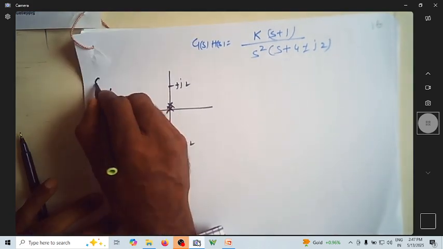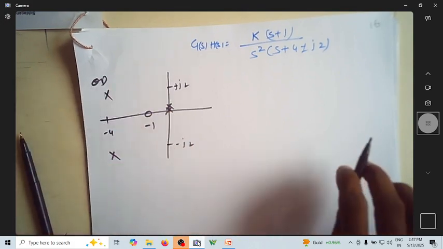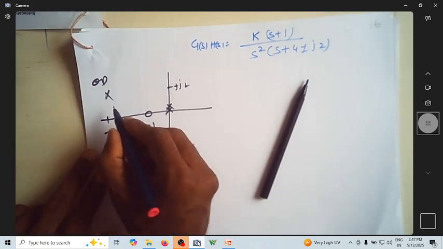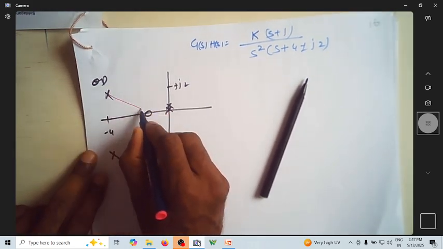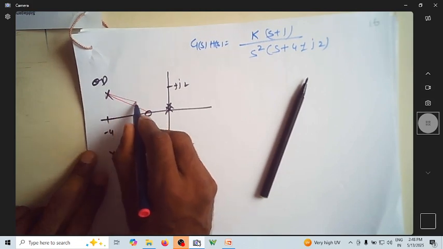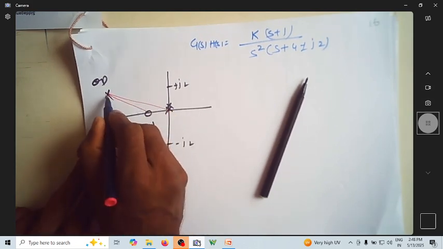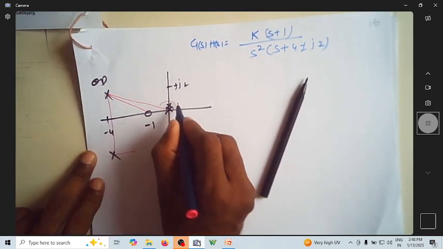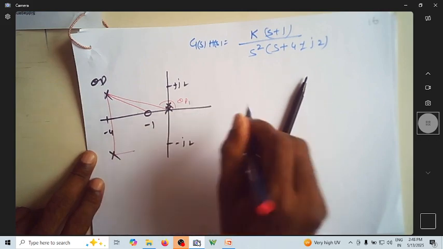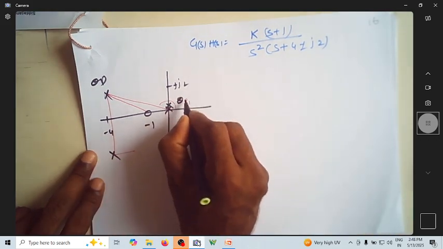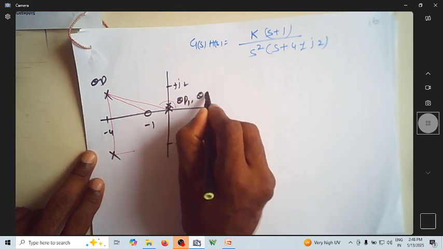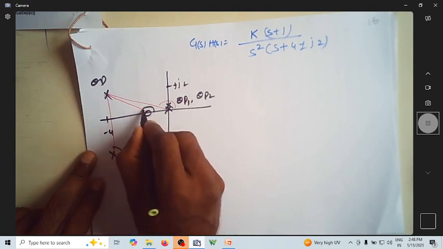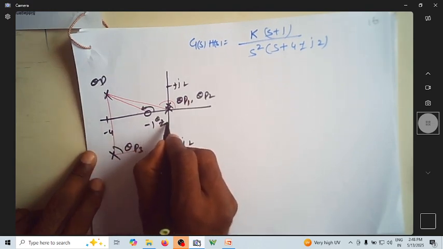So I need to find theta D, the angle of departure of this. For that, I will join all poles and zeros to this point. I will join this to this, this to this, and there are actually two here, and I will join this to this. So now I will say this is theta P1 as well as theta P2, because there are two, theta P1 and theta P2. Let me say this is theta P3, and this is theta Z1.